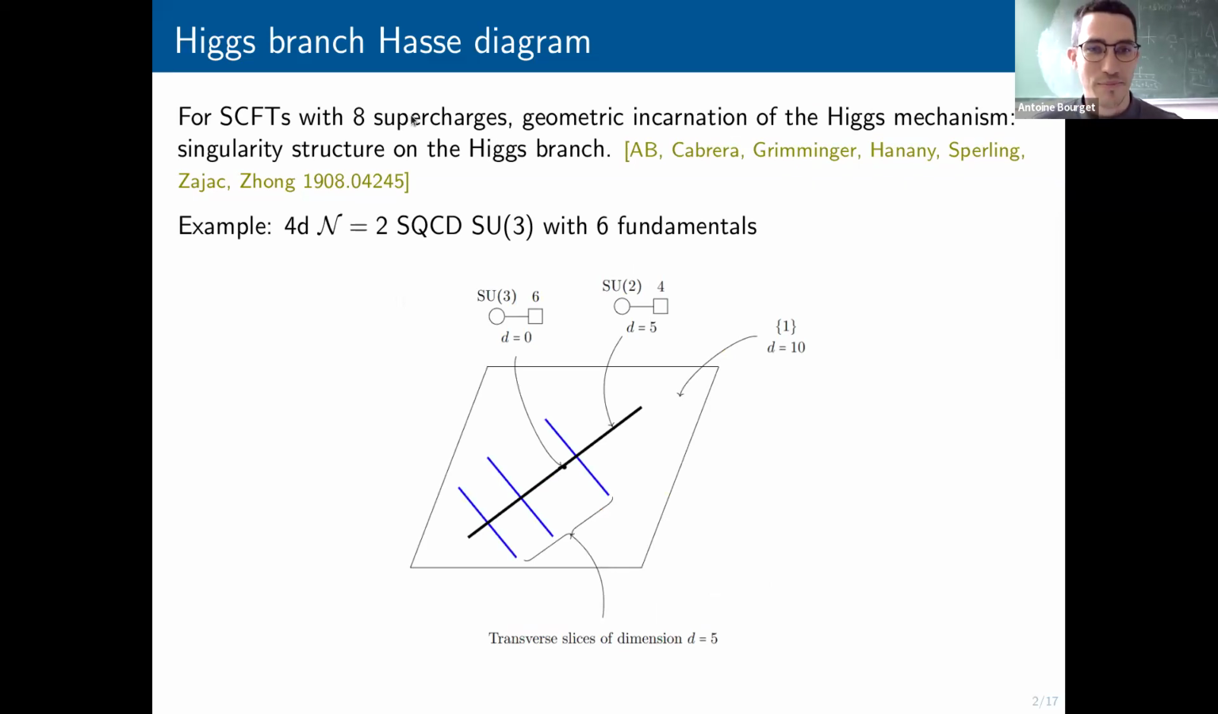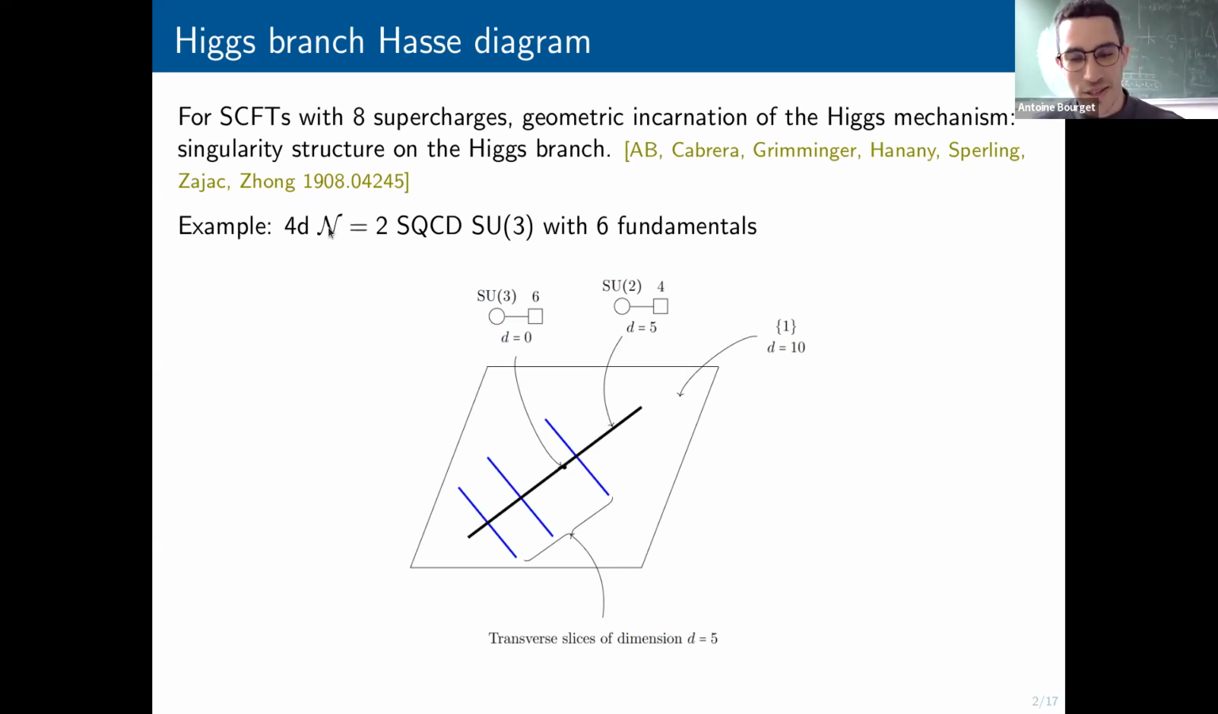If you take a QFT or an SCFT with 8 supercharges, for instance, in 4 dimensions, then there is a geometric incarnation of the Higgs mechanism, which is the nested singularity of the Higgs branch. And I refer to this paper, from which I've lazily copied several pictures for the beginning here.